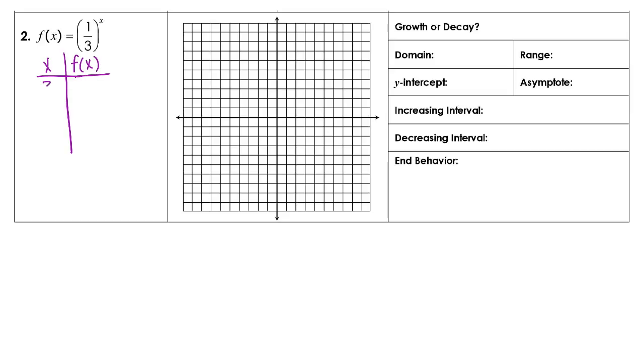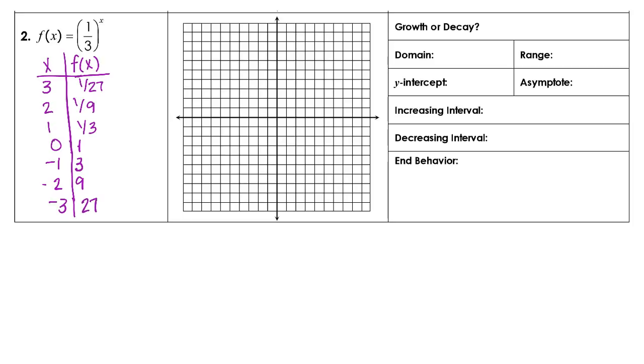Let's start with 3. And so whenever I plug in 3, that's going to be 1 to the third over 3 to the third, which is 1 over 27. 2 is going to be 1/9. 1, that's going to be 1/3. And again, 0, which is an important point for us, that's going to be a 1. -1, remember that means a negative exponent is reciprocal, so that's going to be 3. -2 is 9. And -3 is 27.